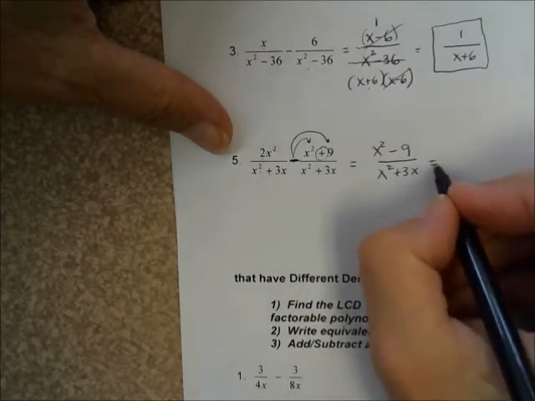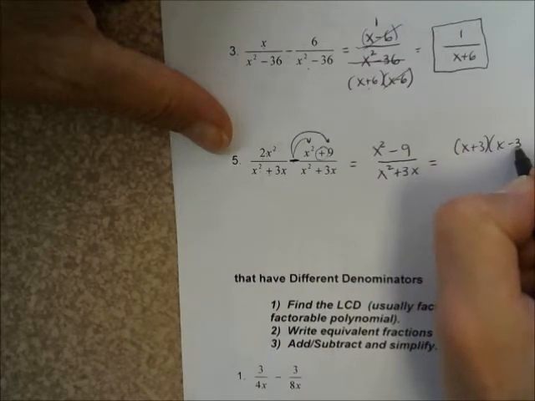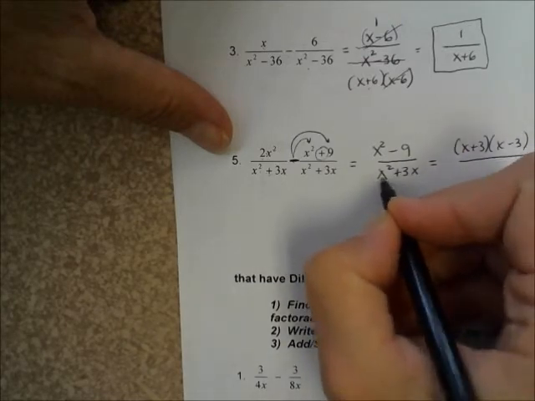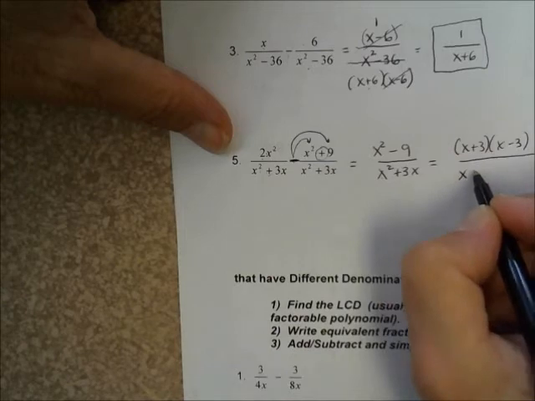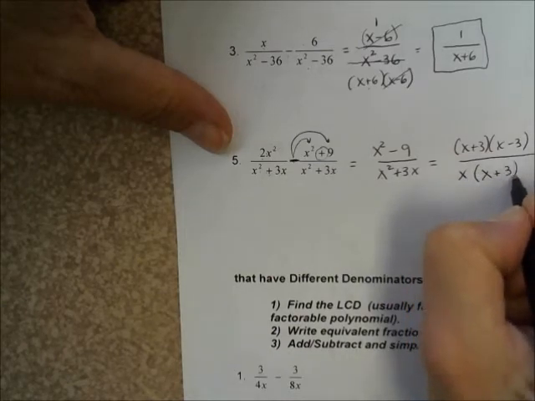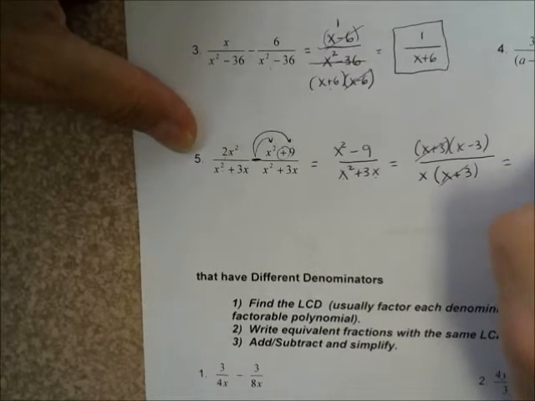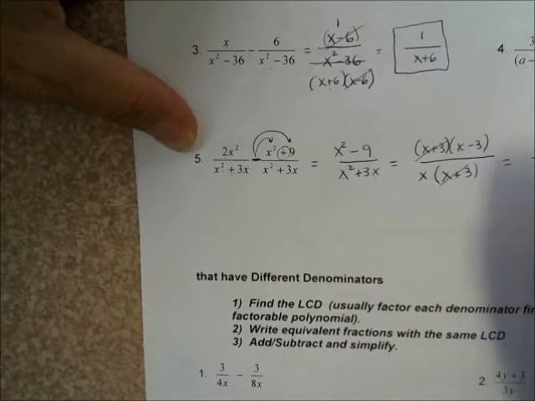This numerator can be factored into x plus 3 times x minus 3, difference of two perfect squares. And in the denominator, we have a GCF. So we're going to write the GCF outside of the parentheses, and we're going to be left with x plus 3 after we divide out the x. The x plus 3 and the x plus 3 are the same, and we are left with x minus 3 on the top and an x on the bottom, and don't cancel those out, because this x is a term. And remember, terms don't cancel.